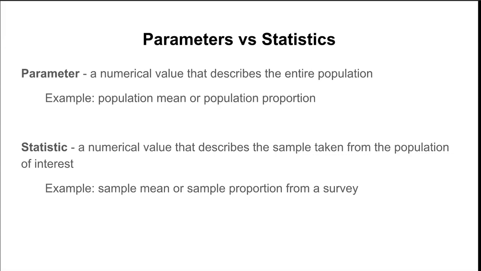In this video, I've mentioned the difference between populations and samples. A parameter is a numerical value describing the population, like a population mean. If your school is your population, you could calculate the average GPA of all students in the whole school.